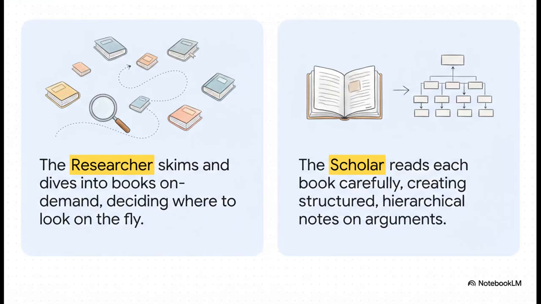The researcher is dynamic, it's agile. It sits there with your books, and based on your question, it decides on the fly which one to pick up, which chapter to skim, and where to read deeply. The scholar, though, is meticulous. It reads every single book from cover to cover beforehand, creating these beautiful structured notes that preserve the author's original argument from top to bottom.